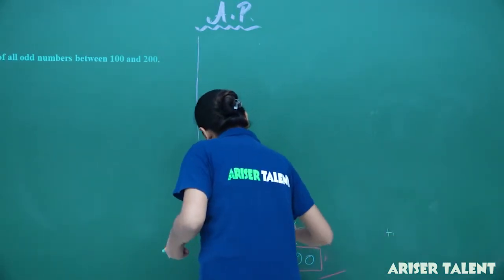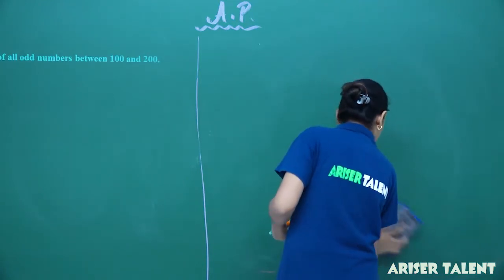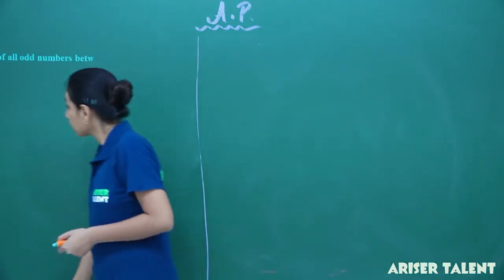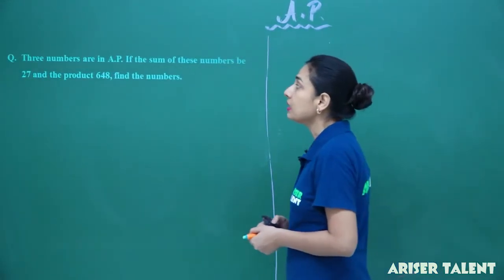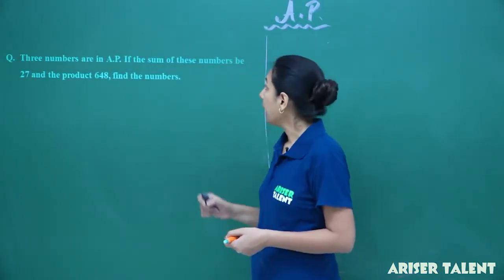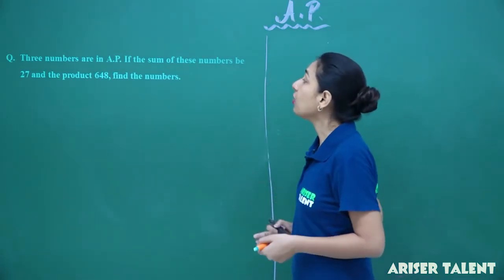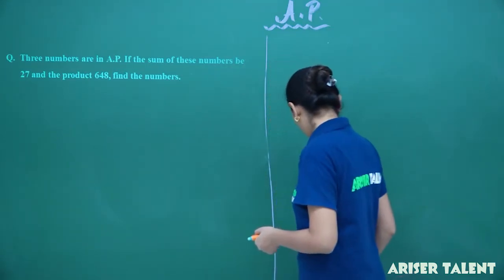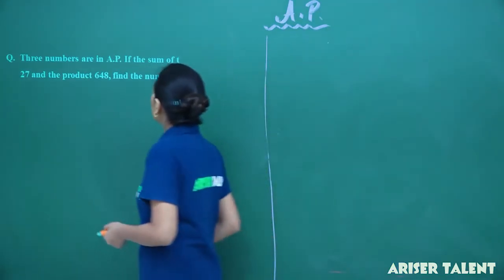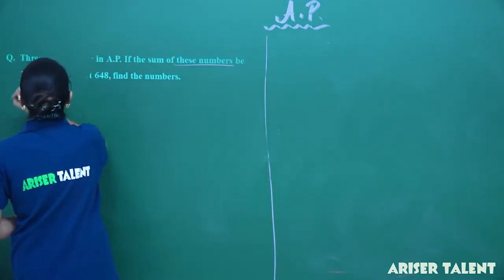Okay, students, we will move to the next question. Three numbers are in AP. The sum of these numbers is 27 and the product of these numbers is 648. Now you have to find the numbers. This type of question we have done before.